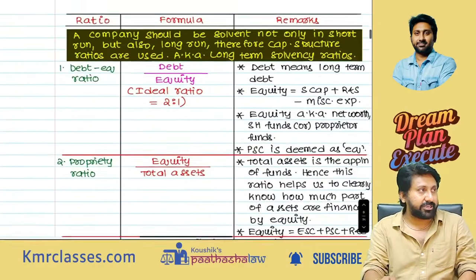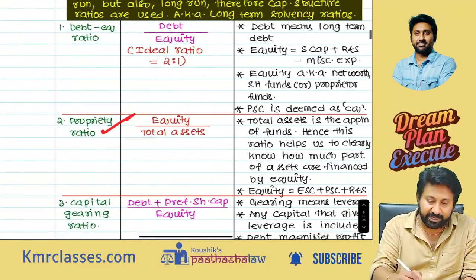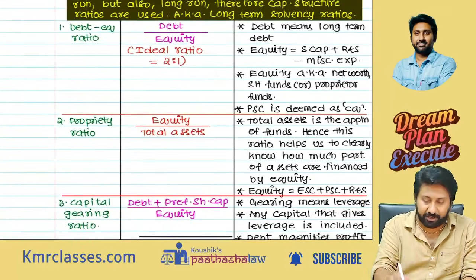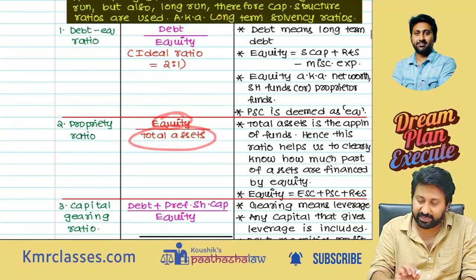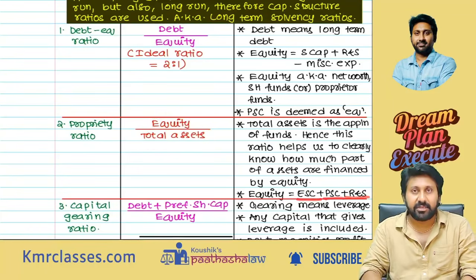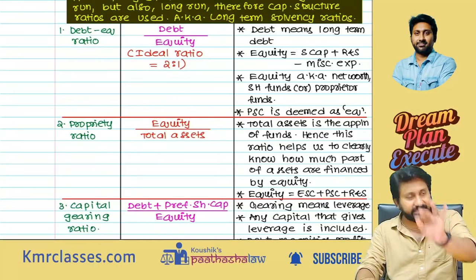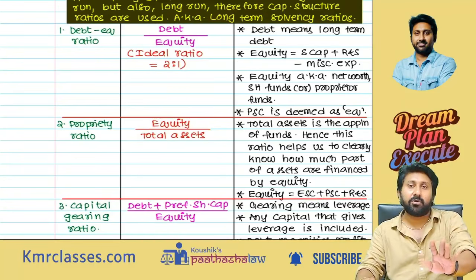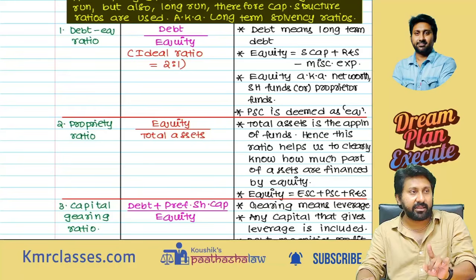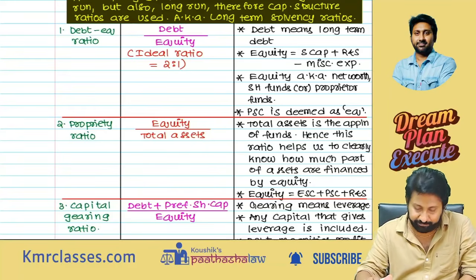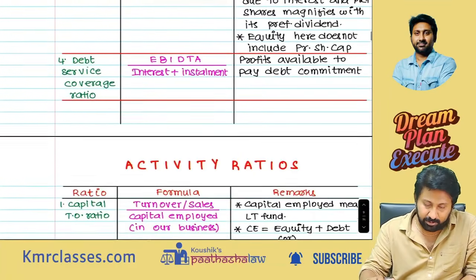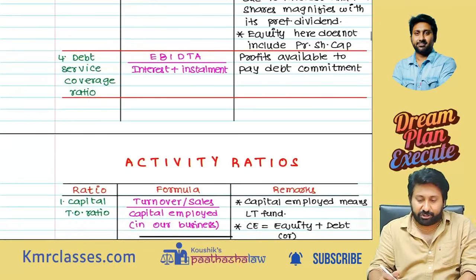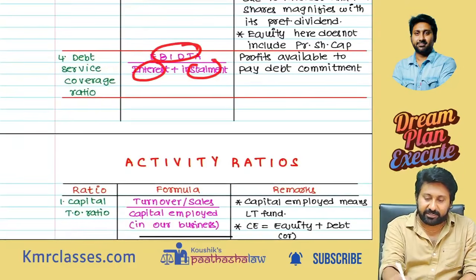Okay. So next, proprietary ratio. Proprietary means my own fund, equity divided by total assets. Equity means equity, preference and reserves. Normally equity means equity share capital and preference share capital also, except when you are calculating capital gearing ratio. Next, debt service coverage ratio, EBIDTA divided by interest plus installment.